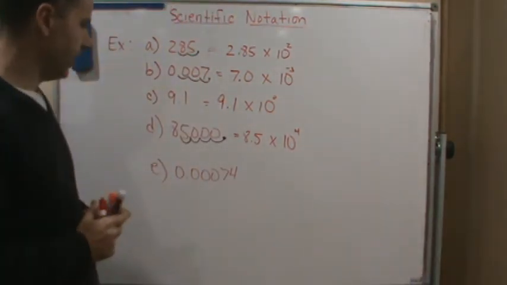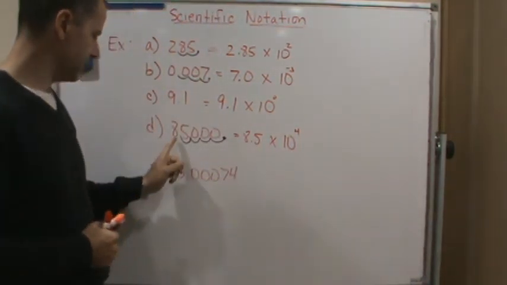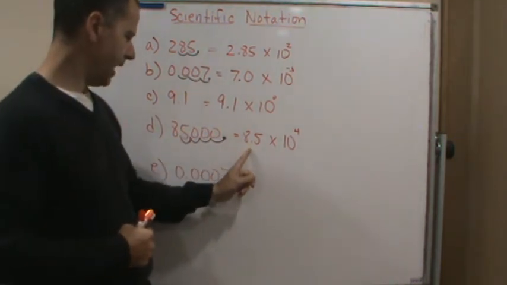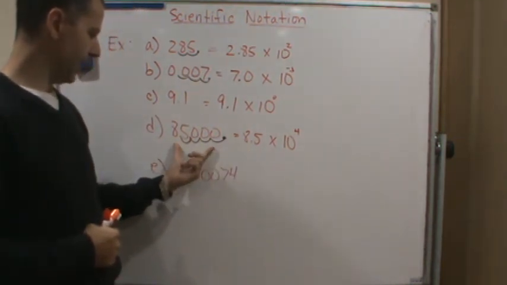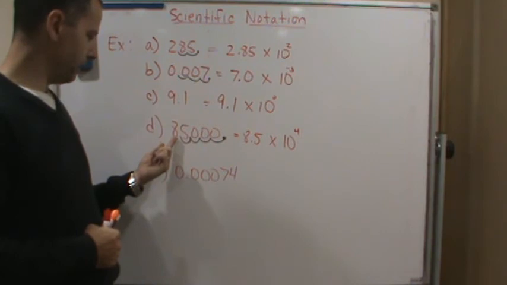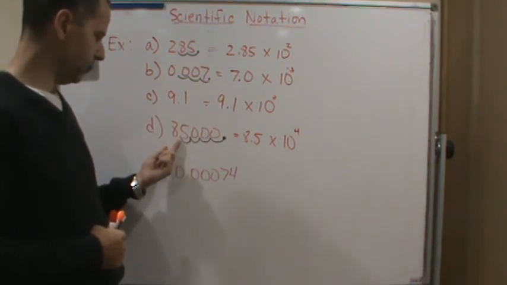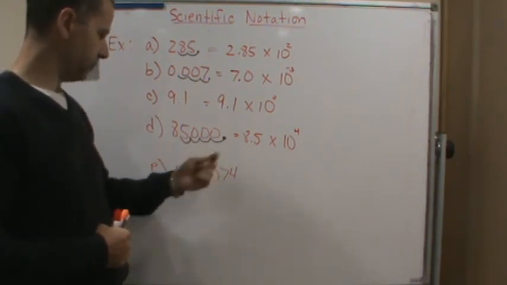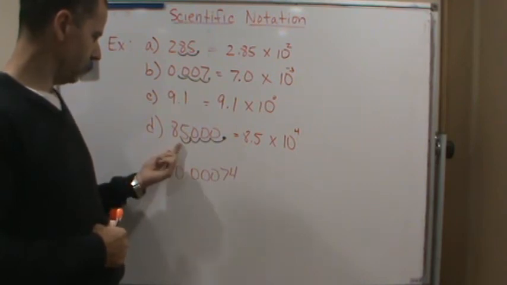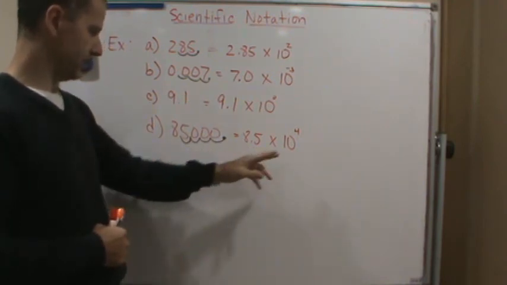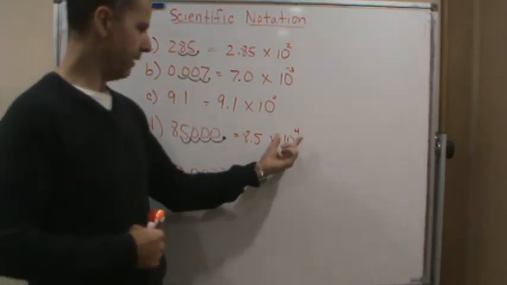Okay? And it should be positive because if I have 8.5 and I want to represent 85,000, well, how many place values do I need to move back? I need to move back 5 places. Or excuse me, 4 places. So I'm going to have positive 4.